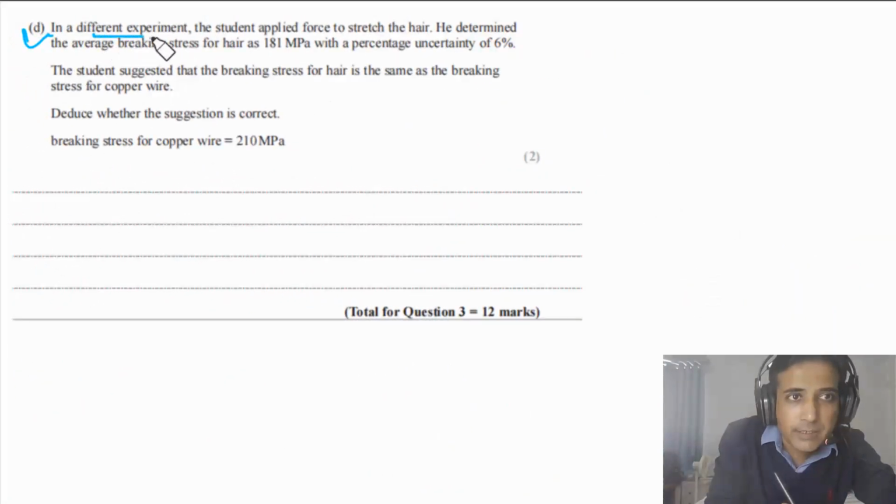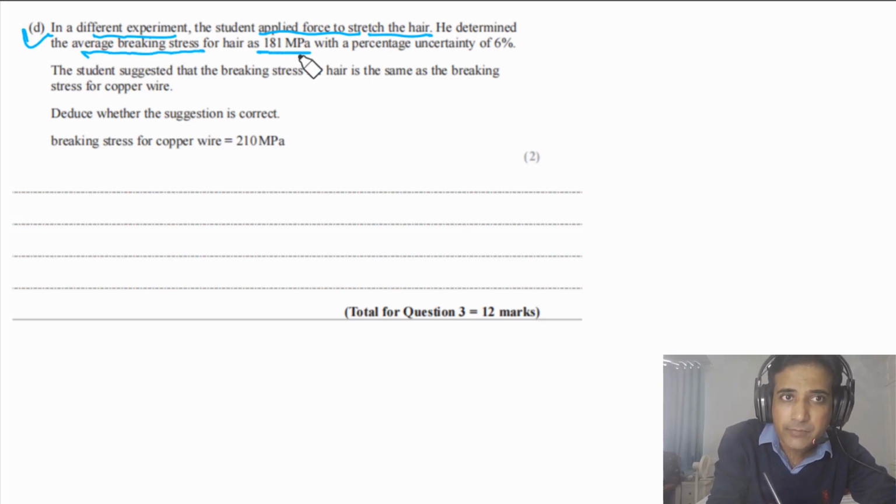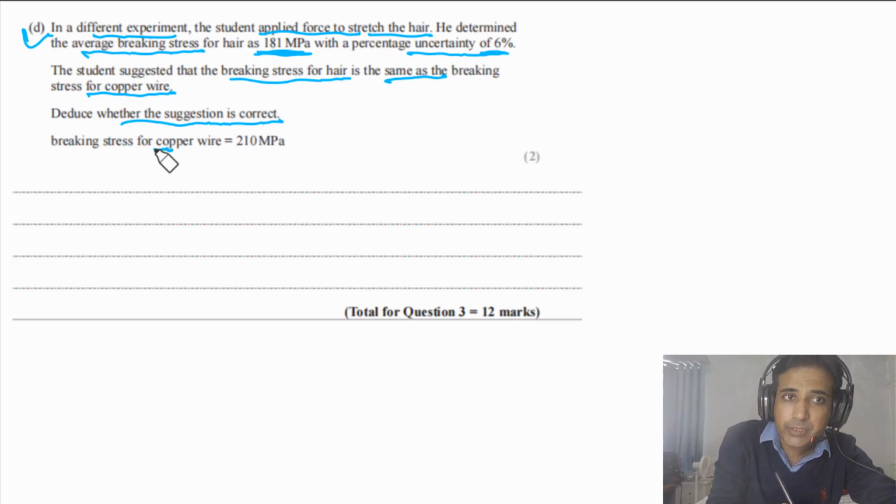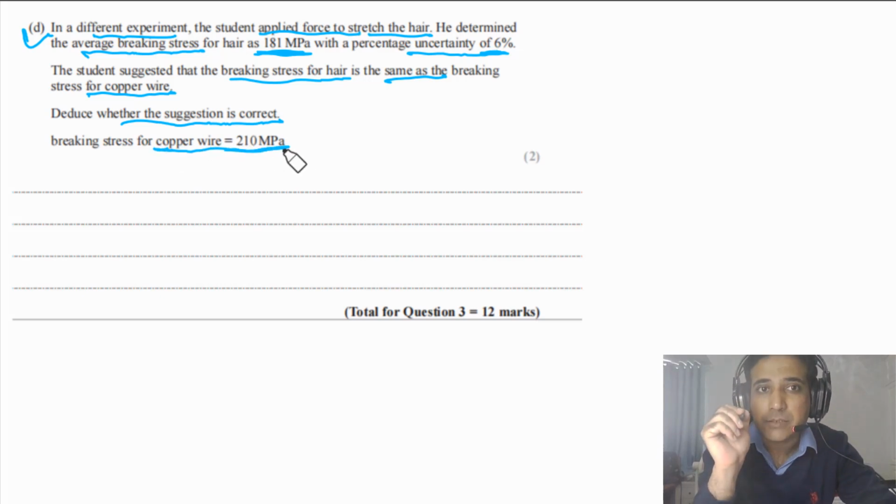Part D says, in a different experiment the student applied force to stretch the hair. He determined the breaking average stress for hair as 181 megapascals with a percentage uncertainty of 6%. The student suggested that the breaking stress for hair is the same as the breaking stress for copper wire. Deduce whether the suggestion is correct. Breaking stress for copper wire is 210 megapascals.